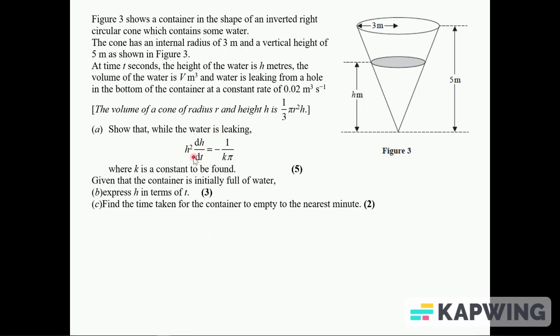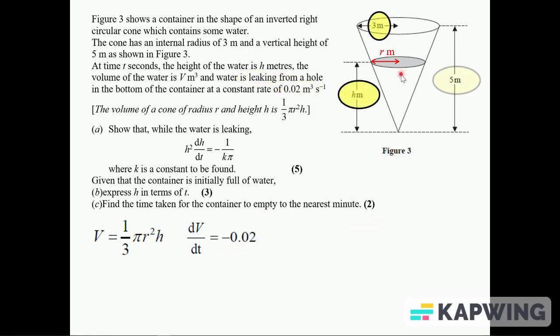And we've got to show that h squared dh over dt is minus 1 over k pi. That's the r of the water, the radius of the water, which is also a cone. That tells us the volume of a cone, so the volume of water is 1/3 pi r squared h. It's leaking at 0.02 meters cubed per second, so dV over dt is minus 0.02.